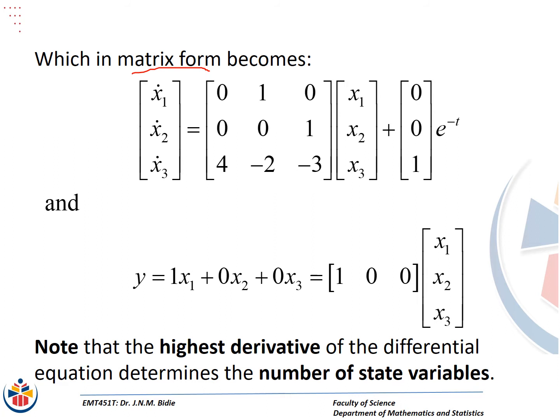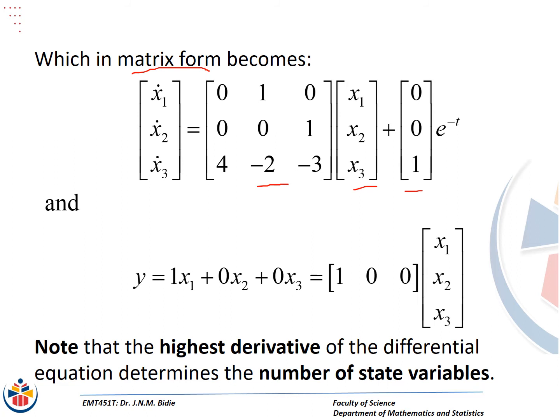The coefficients of x1, x2, x3 for each equation. And then we've got x1, x2, x3 vector. Note that this is a vector, this is a matrix A. And then we've got plus from each of the equations. We need to check what was the coefficient of e to the power negative t. First equation, we did not have e, so we wrote 0. Second equation also did not have e, we wrote 0. The last equation is the only one that had the exponential function e, and its coefficient was 1. So our B matrix is that one.